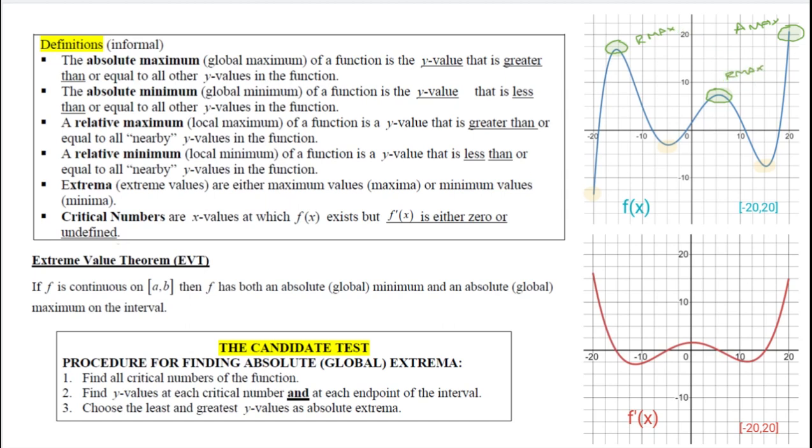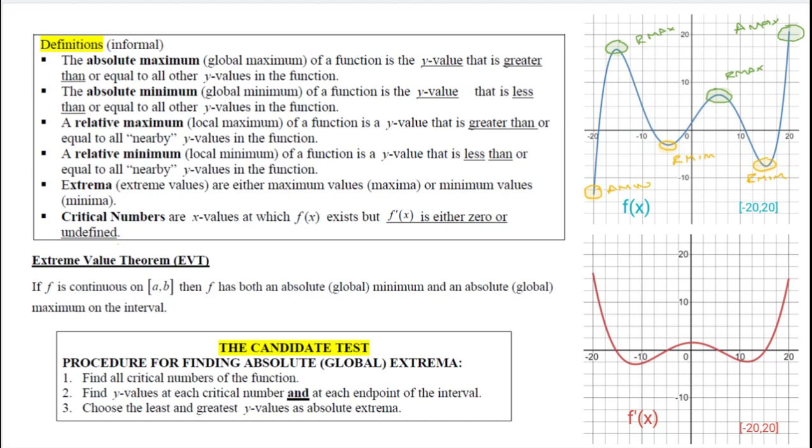Okay, on the minimum side, it's the same thing. In this case, our endpoint also has our absolute minimum value, which is the lowest y value of all of them. And then there's two relative minimums found, one in the -5 area and one in the positive 15 area. And these are both relative minimums. They're the minimum point for that area.